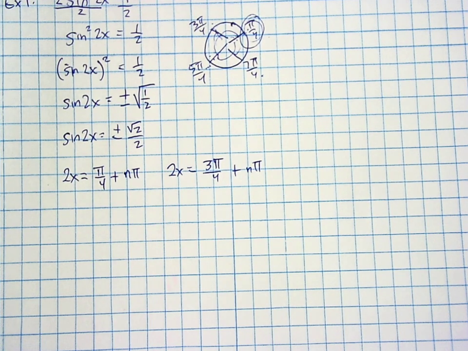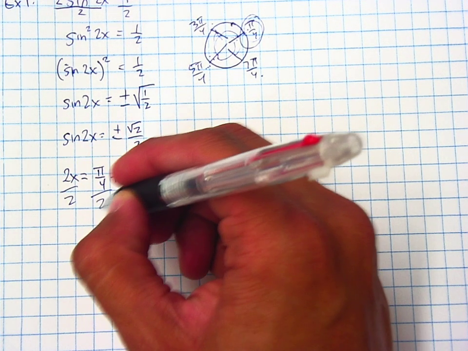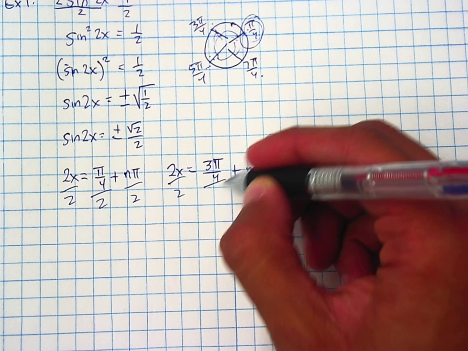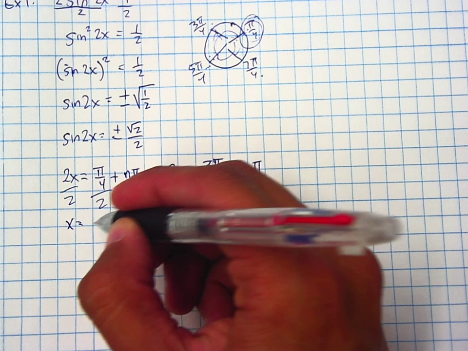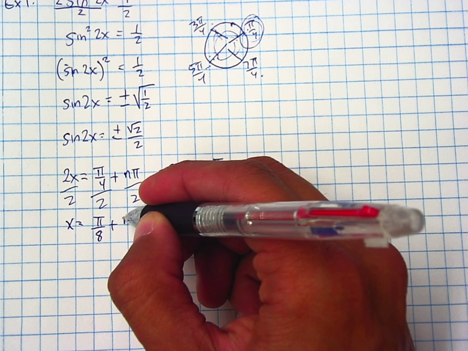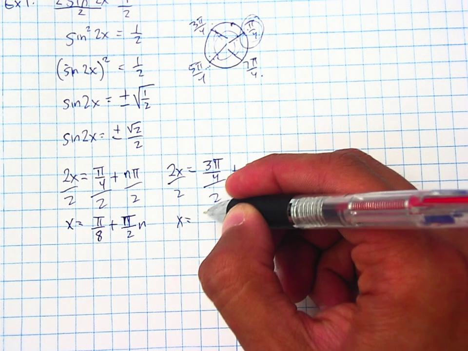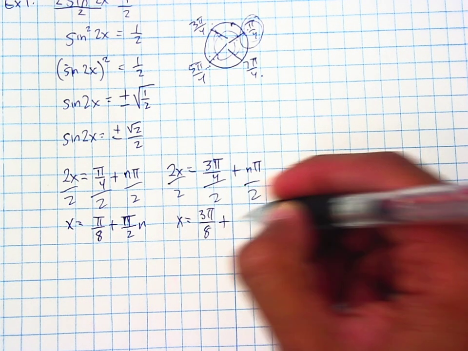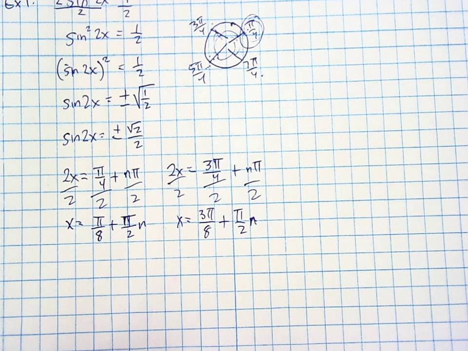All right, from there, I need to solve for x, so I'm going to divide by 2 on this side. And I'm going to divide by 2 here. Remember, dividing by 2 is multiplying by 1/2, so I have x equals pi over 8 plus pi over 2n. And then here I have x equals 3 pi over 8 plus pi over 2n. Okay, and then from there, I'm going to write all my answers.